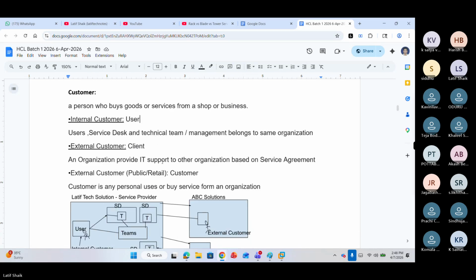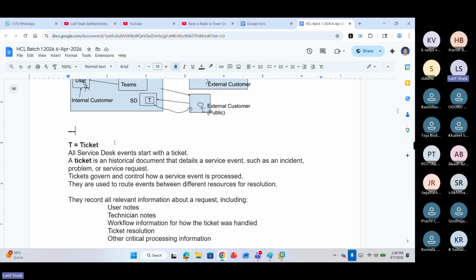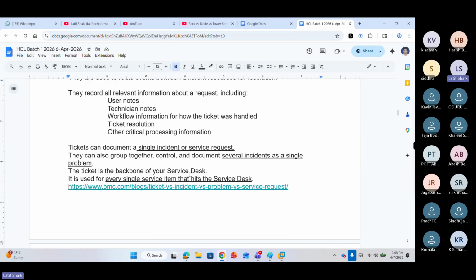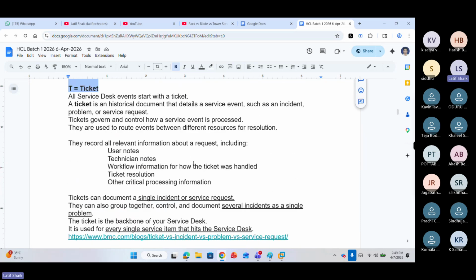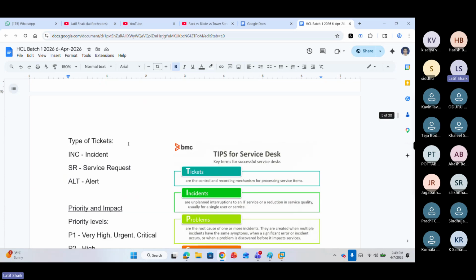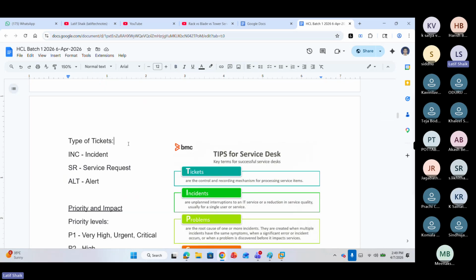And we also discussed tickets. What is a ticket? What does a ticket look like, and what are the things we have to check in the ticket first? What is meant by a ticket, and the different types of tickets: incident, service request, alert ticket. And of course, there is a difference between an incident and a service request. I already told you something, but we're going to see more examples, because these are all very important.